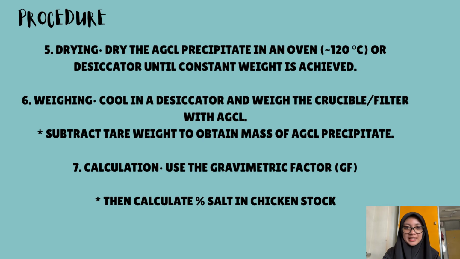Then, we take its mass on the balance and subtract the initial tare weight of the empty filter or crucible. This gives us the exact, precise net mass of our solid AgCl precipitate.